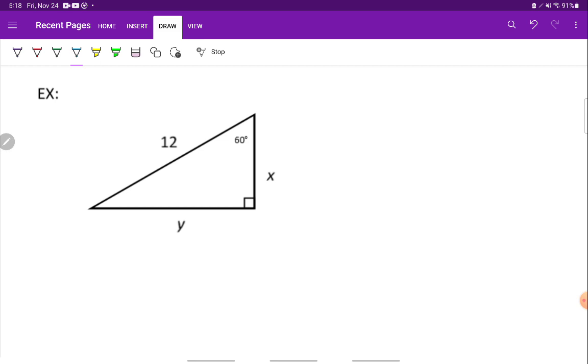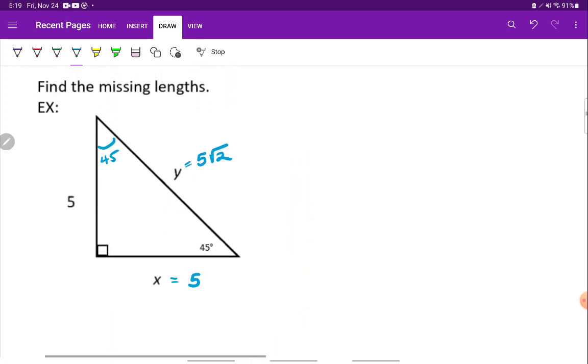Our next example is a 30-60-90 triangle. They didn't label this one down here, but we know that's going to have to be 30. Remember that our short side is across from the 30-degree angle, and then our long side is across from the 60. And it's always easiest to get the short side first if it's not given, because the relationship from the short side to the hypotenuse and the long side is easier than trying to go from the hypotenuse to the long side or the long side to the hypotenuse.